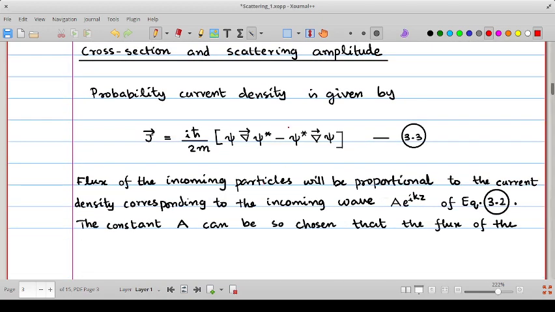The probability current density corresponding to a wave function psi is given by the formula J equals i h bar by 2m times (psi gradient psi star minus psi star gradient psi). Now, the flux of the incoming particles will be proportional to this current, with the wave function psi corresponding to the incoming particles, which we have already seen has the form A times e to the power ikz. So to calculate the flux of the incoming particles, we will only use the part of the wave function that represents the incoming particles.